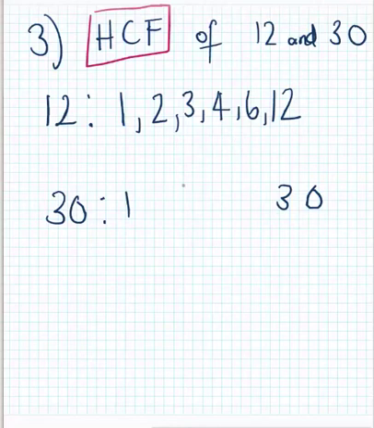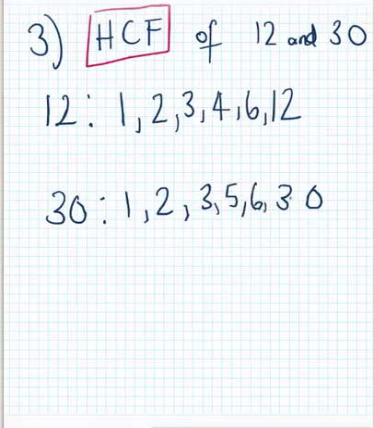Factors of 30. Can 2 go into 30? 30 divided by 2 is 15. So 15 is its partner. So 2. Can 3 go into 30? Yes. 3 goes 10 times. So 3. Can 4? No. 5? Yes. Goes 6 times. So 6 can go into 30. I probably need to make a bit more room.